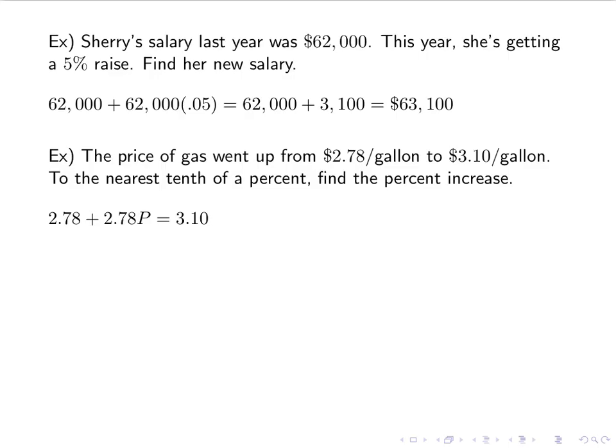Again, we want to get p by itself, so we're going to subtract 2.78 from each side. And then divide by the coefficient of p. And then we're going to clean this up into a decimal. So that's 0.115107. And then we're going to translate that into a percentage and then round that to the nearest tenth. So again, make sure you're not rounding until after you've moved the decimal. So that gives us 11.5%.